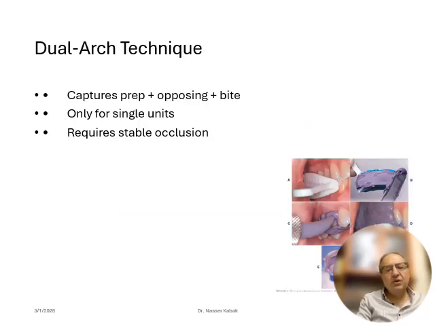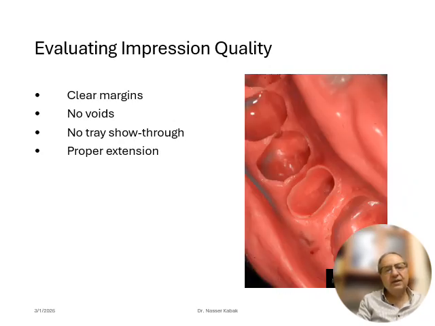Dual arch technique or the triple tray technique, it's not so good since there might be a distortion inside the tray. The triple tray technique uses a special tray where the patient bites in maximum intercuspation, and in one stage we are taking the prepared teeth, the antagonist teeth, and the bite registration. But as I have said, it's not so good to use this technique.